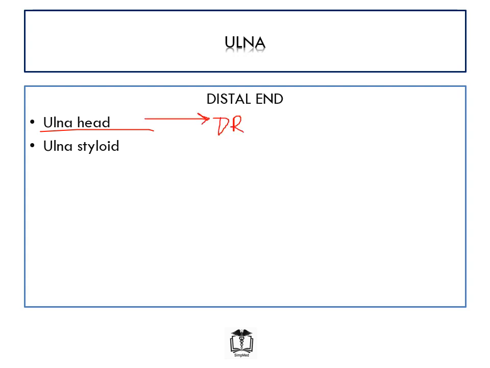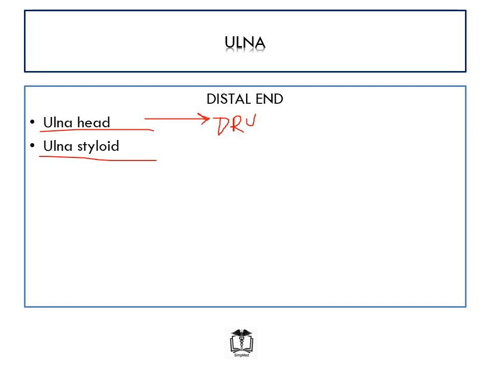The distal radioulnar joint is formed when the ulnar head unites with the ulnar or sigmoid notch of the radius, whereas the proximal radioulnar joint is formed when the radial notch of the ulna articulates with the head of the radius. The second landmark in the distal end of the ulna is the styloid process of the ulna, and this is one particular structure that is very prominent compared to the styloid process of the radius.